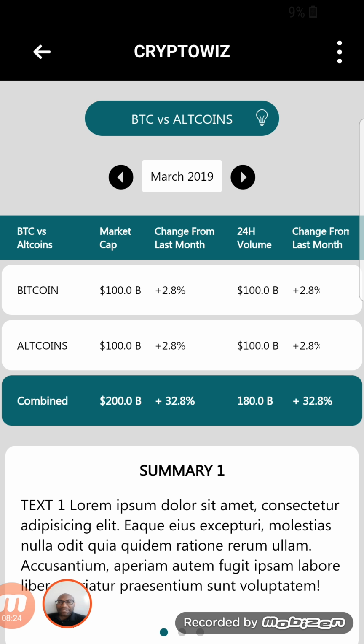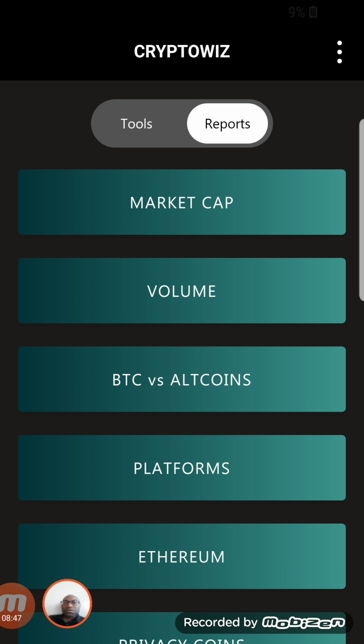However, instead of splitting the entire cryptocurrency market into 3 segments, we actually split it into 2 segments, Bitcoin and alternative coins, or altcoins. And what we do is we look at how the market cap has changed in the last month, and we look at how the volume has changed in the last month. And we compare these 2 things side by side. All right, now we go to an interesting one, which is the platform report.